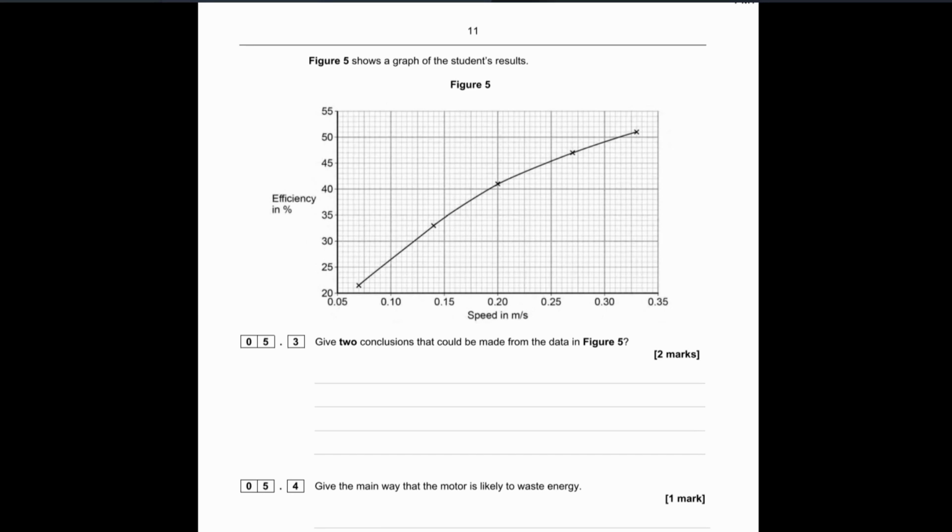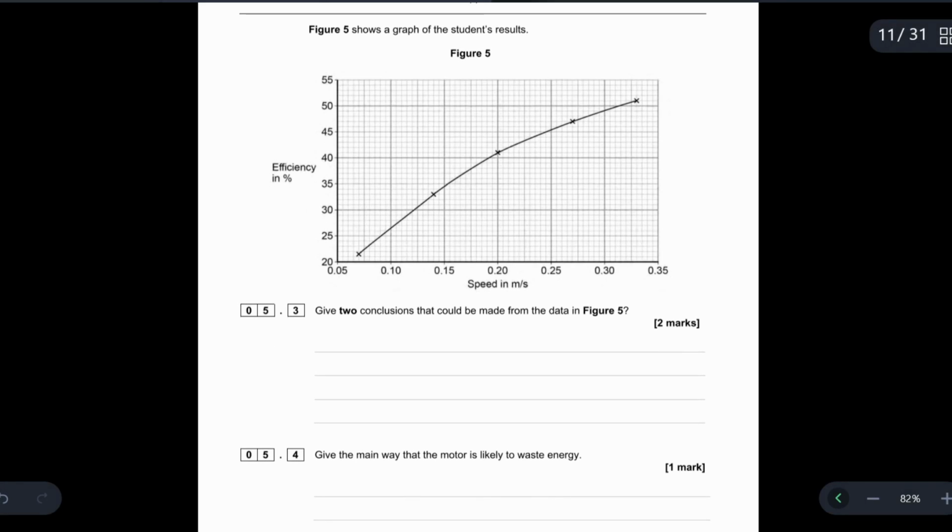Okay, figure 5 shows a graph of the student's results. Give 2 conclusions that could be made from the data in figure 5. So it's essentially saying what can we conclude from this graph. And so the easiest thing you can do here is essentially just explain the pattern that you're seeing, so the correlation. So we can see it's a positive correlation. So we could say that as the speed increases, what happens to the efficiency? Well, the efficiency also increases.